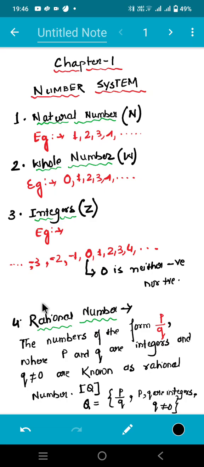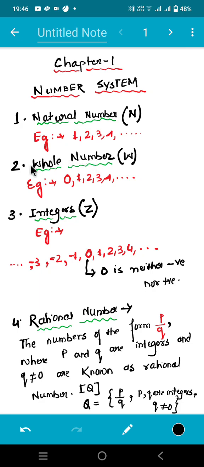So as you see on the screen, number one, natural number. It is represented by capital N. Now, what is a natural number? I know all of you know it. Counting numbers are called natural numbers. Example: 1, 2, 3, 4, and so on. Isn't it? It's very easy. So, the least natural number is what? 1. And there are infinitely many natural numbers, so we don't know which is the last natural number, students.